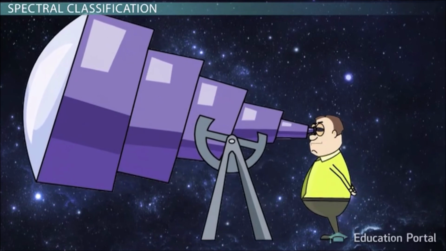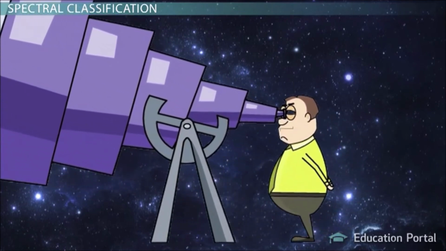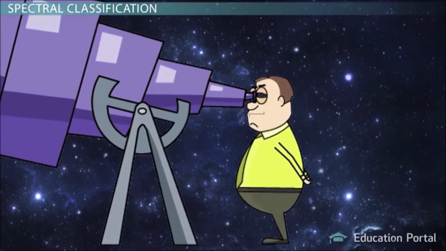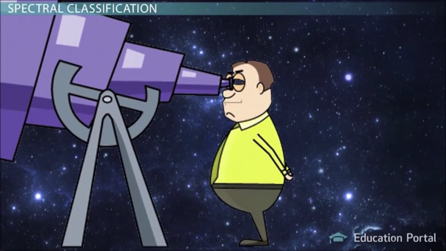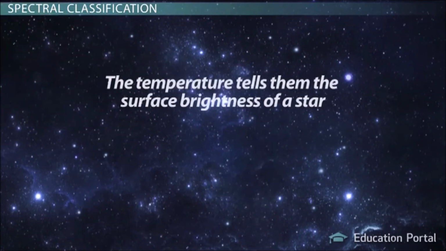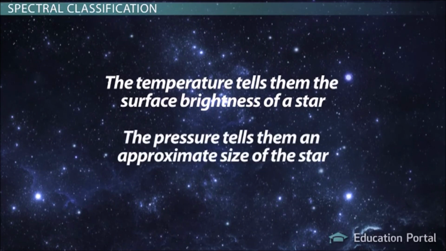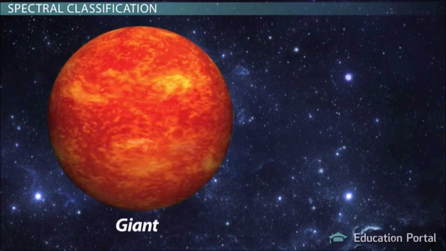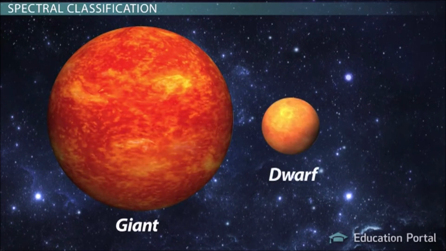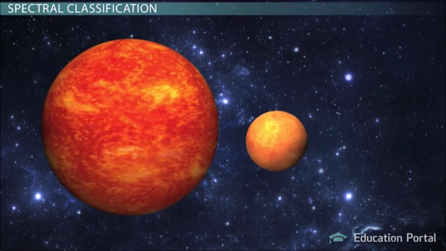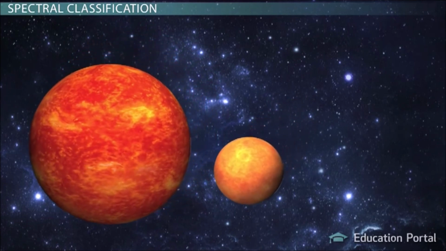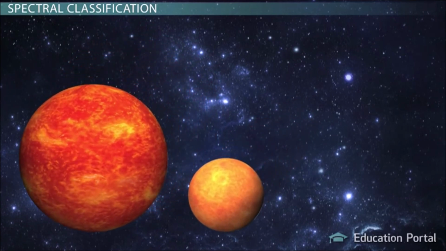Scientists have been studying stars for a long time, and over time they have learned to tell a lot about a star just by determining its temperature and atmospheric pressure. The temperature tells them the surface brightness of a star, and the pressure tells them an approximate size of the star, which tells them whether the star is a giant, a dwarf, or something in between. These two measurements, taken together, can often give information on the star's age and distance from the Earth.